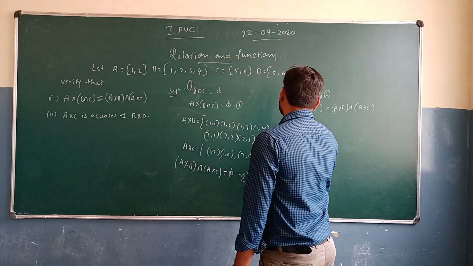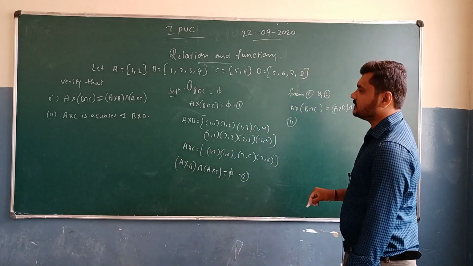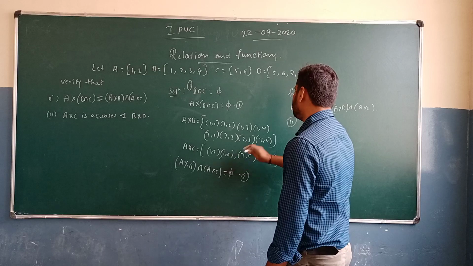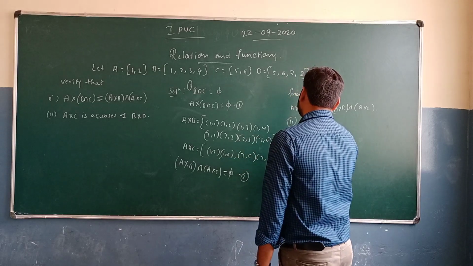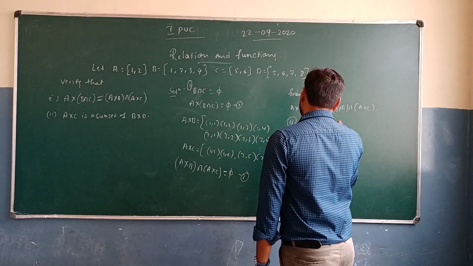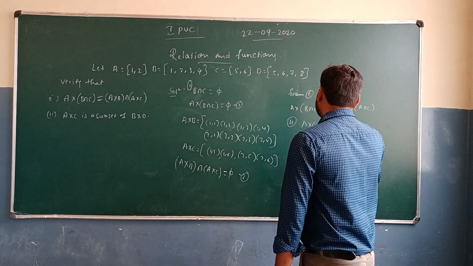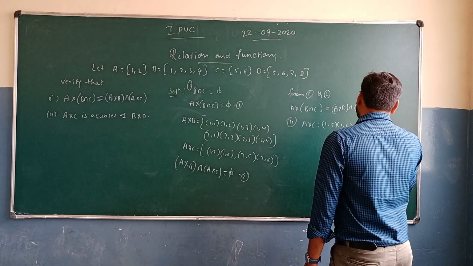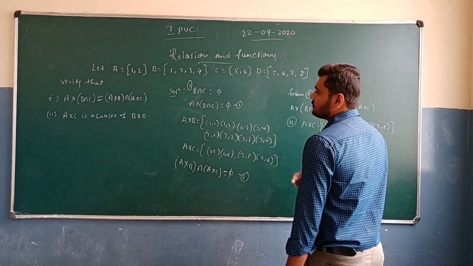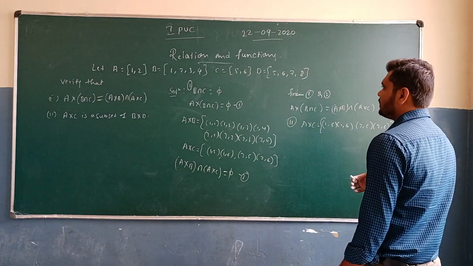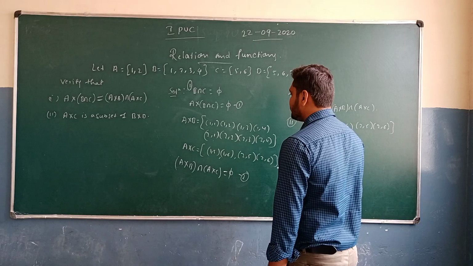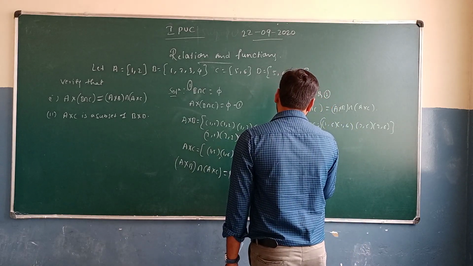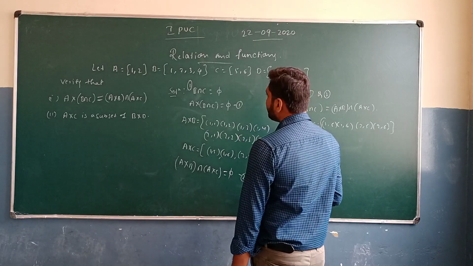The solution for the second one is A × C. We already have A × C: 1,5; 1,6; 2,5; and 2,6. These are the elements in A × C. It is going to be a subset of B × D. Now we find B × D, the Cartesian product of B and D.